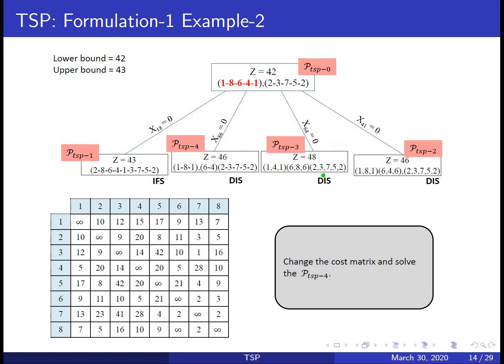So all the leaf nodes are dead, and we can conclude that this solution z equals 43 is the optimal solution. So that is all what we have in the formulation 1. In the next video, we are going to look at formulation 2.